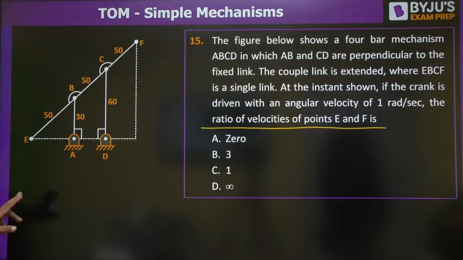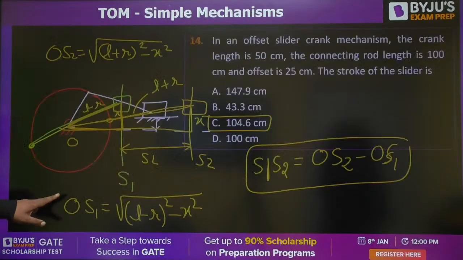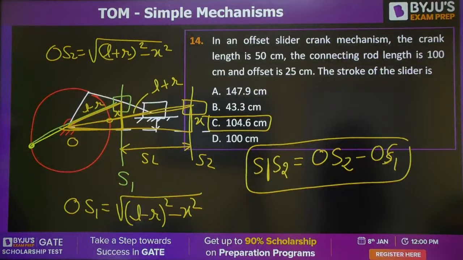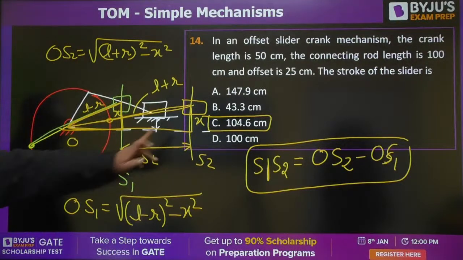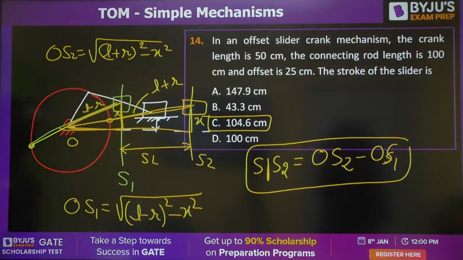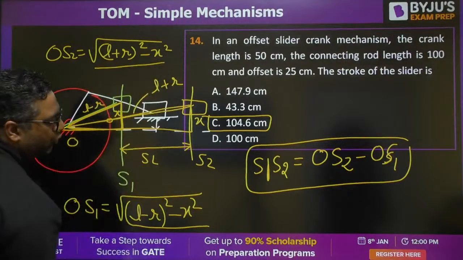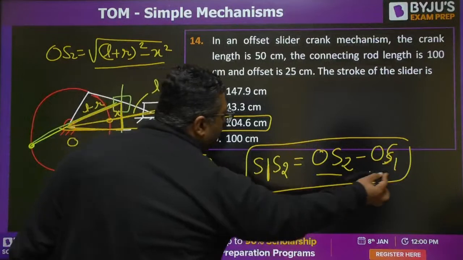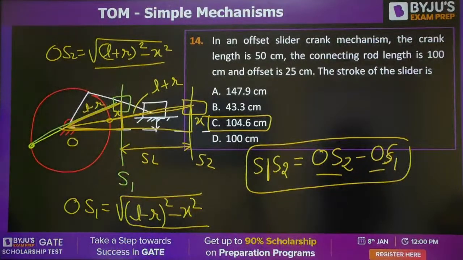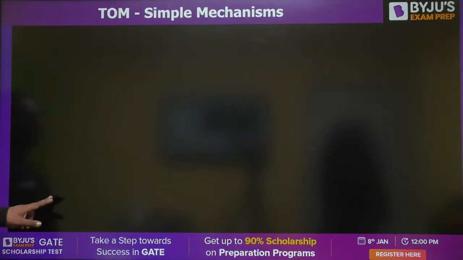For the previous question, I feel the answer will be this 104.6. You will find OS1 from this, OS2 from this, and OS2 minus OS1 will be your answer. So the answer will be 104. Very good, very good.